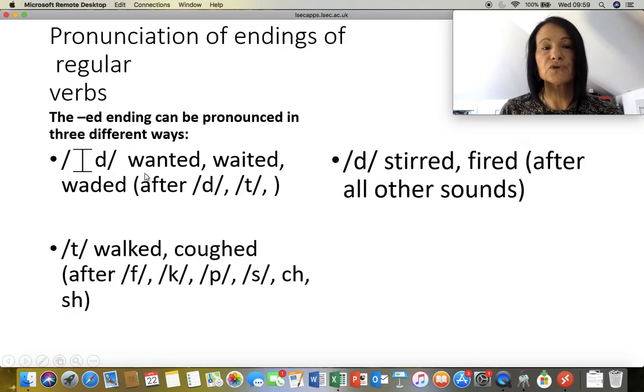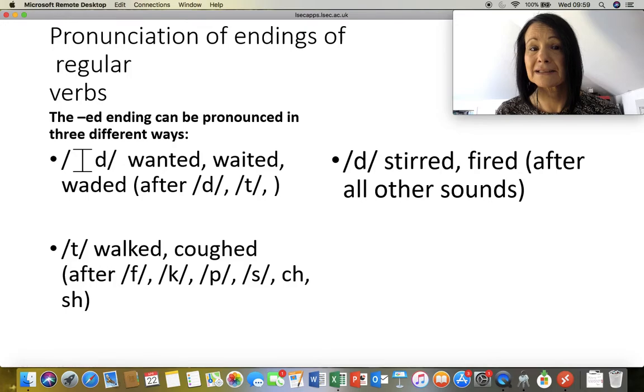So, want. Want becomes wanted. Notice, writing we've added ed, but speaking and listening, it sounds like id at the end. Wanted. Can you say that? And then the next word, wait, waited. Now you say that. And then the last word, waded. Again, you practice saying that.